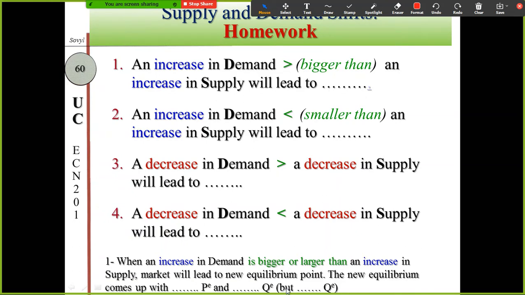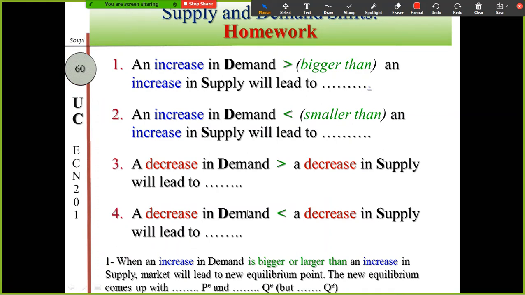Okay, you need to use "but". For example, it comes up with a higher price but lower quantity. Okay, the new equilibrium price is higher. What does higher price mean? Compared with the original equilibrium, the new equilibrium has a higher price. Higher quantity means compared with the original quantity, the new quantity will be more.